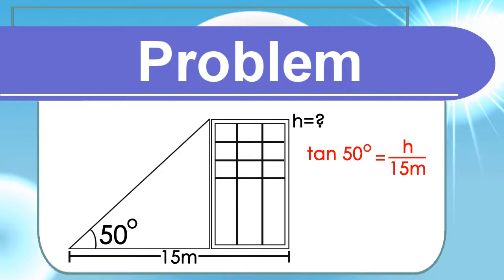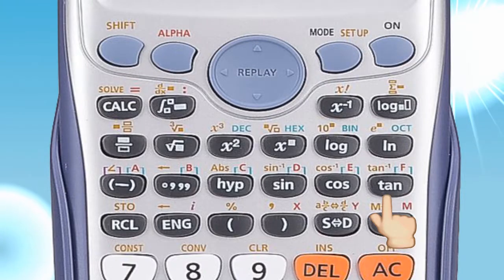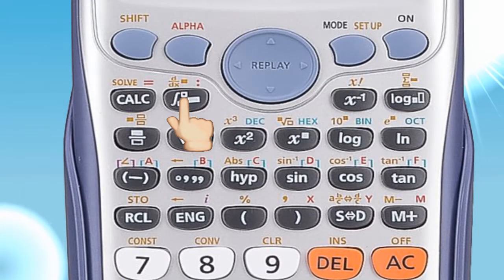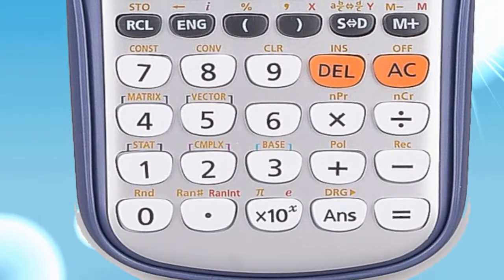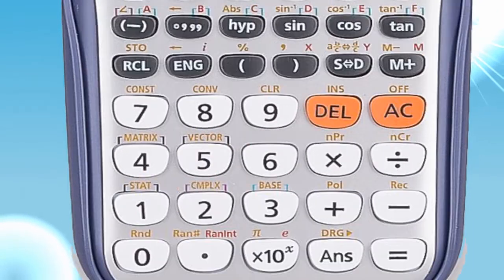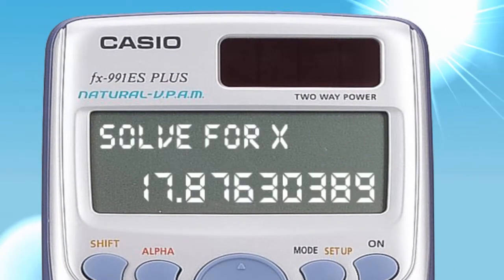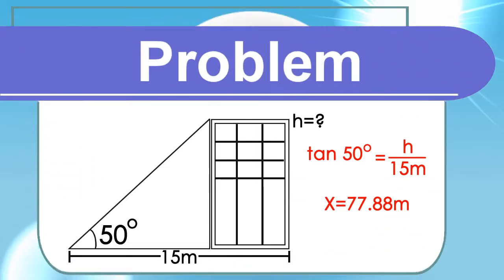Now, we can use cross multiplication. Tan 50 degrees, then the equal sign, the height over 15. Then input the shift. So the height of the building is 17.88 meters.